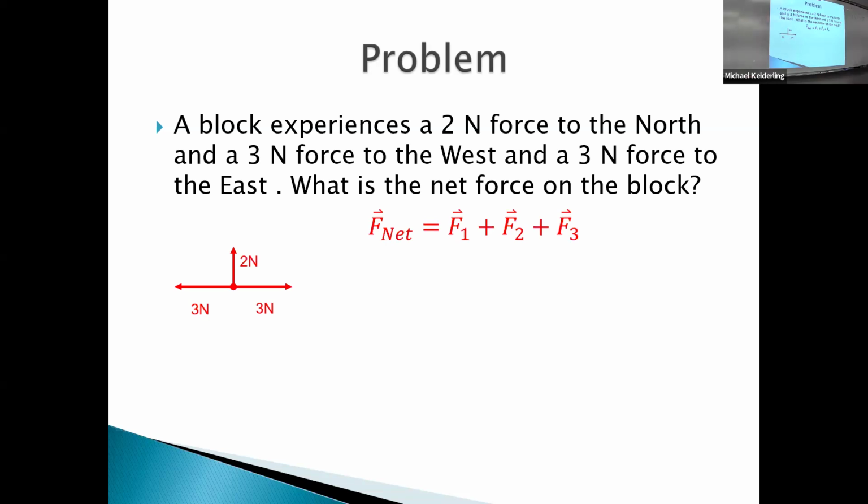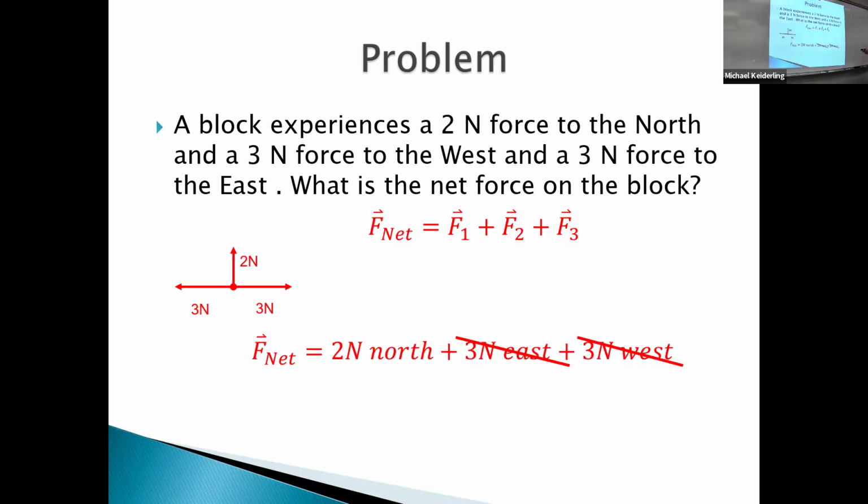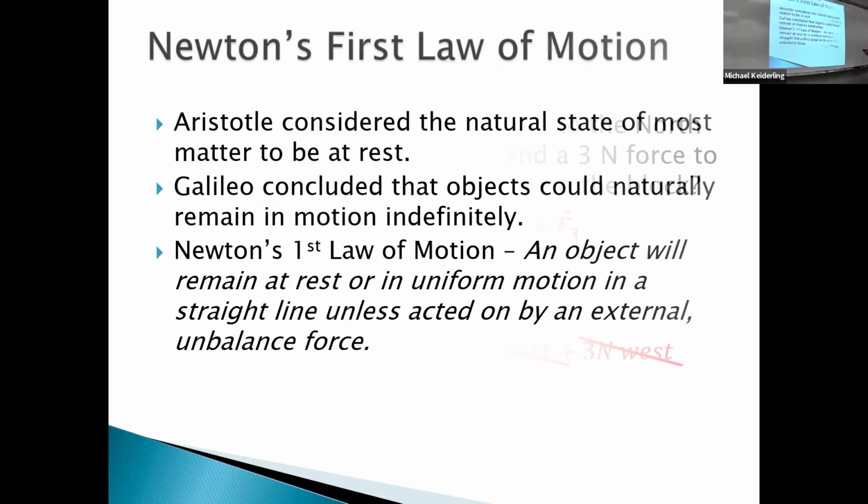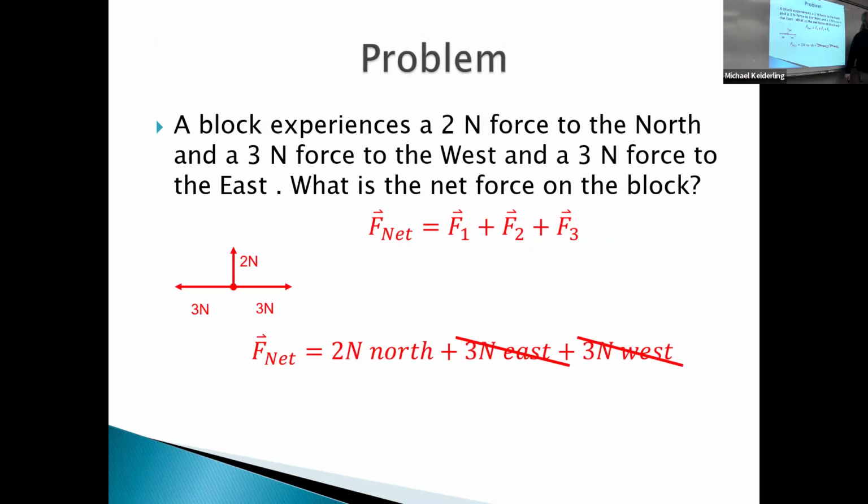You can write it out like this, but you could think of that the north force is in the y direction and the east and west are in the x. 2 north plus 3 the east plus 3 west. These cancel out, leaving 2 north.